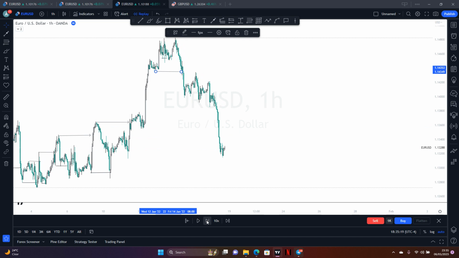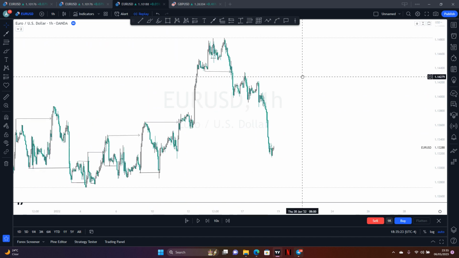Now, this is the case of a failed swing. I hope you are understanding what I'm telling you. I've moved this from you identifying breaks of structure, premium and discount, and then to strong and weak lows.